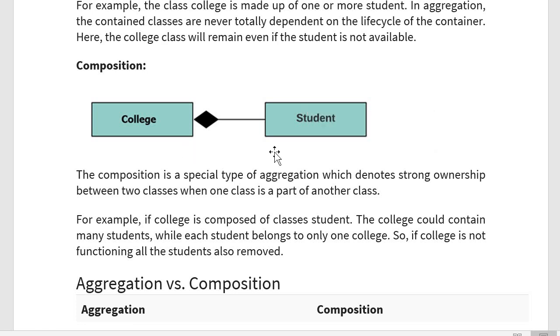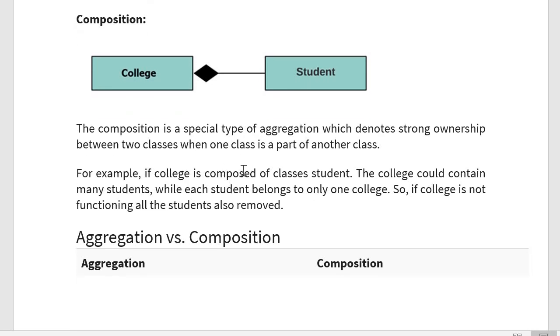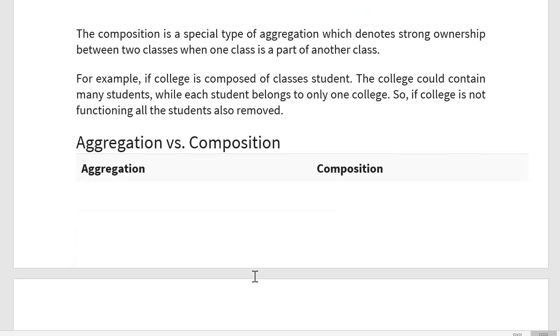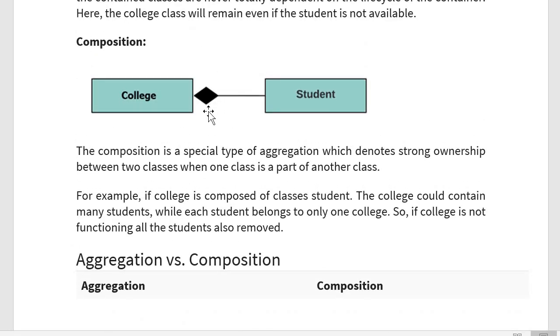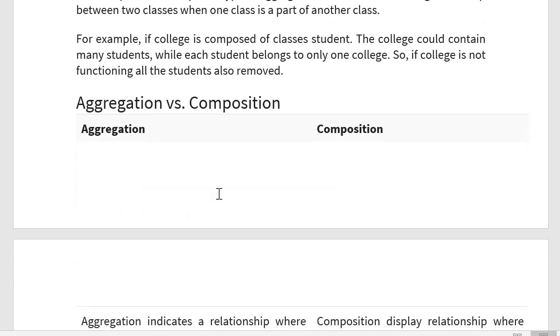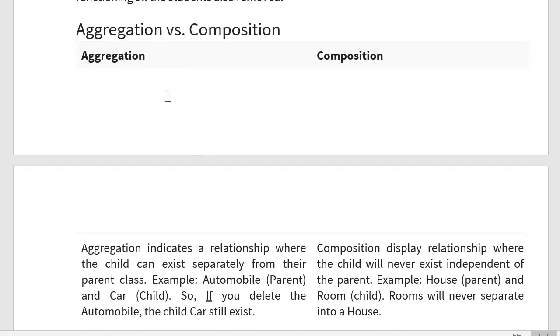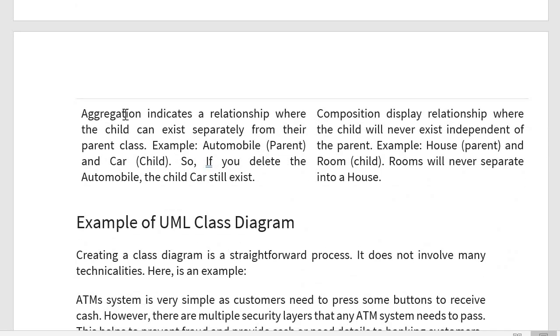If you come across this kind of relationship between two classes, we can easily say that those two classes come under a composition relationship. This is the symbol for composition. The filled diamond is called composition. Next we are going to see the differences between aggregation and composition.